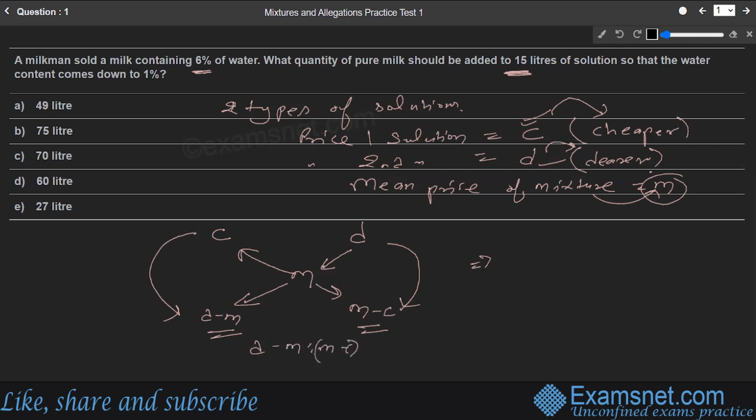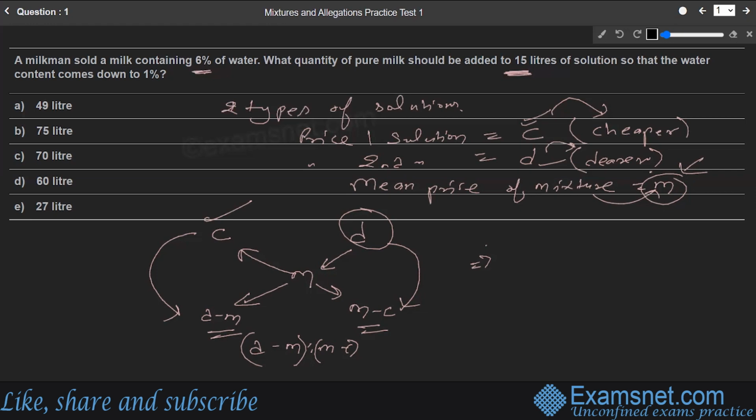That means D minus M quantity of the cheaper solution will be taken, and M minus C quantity of the dearer solution is to be taken. If we do that in the same ratio, then the price of the complete mixture that comes out will be nothing but M. So this is the method. Let us apply this method to the particular question given to us.